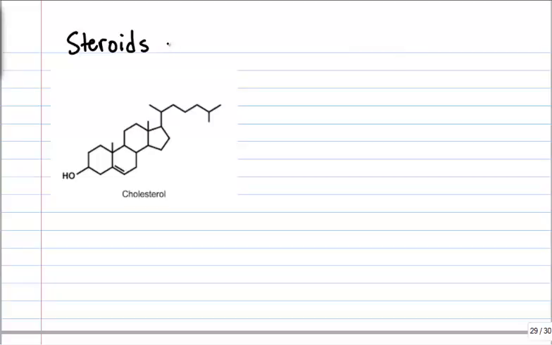Steroids are a type of molecules that we would call lipid molecules, which have at least some degree of non-polar character about them. One way to identify a steroid is that they have a characteristic A, B, C, D ring system. And we're going to use cholesterol as our example.